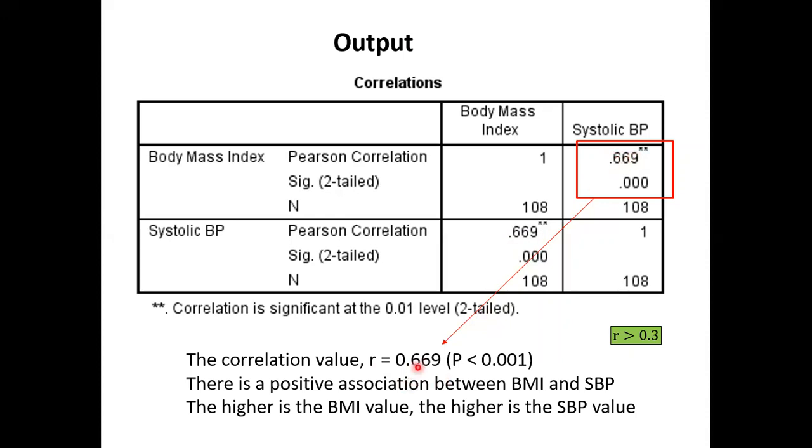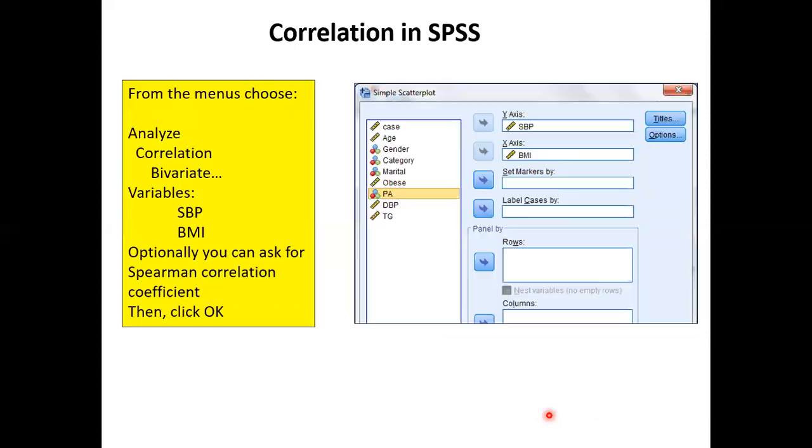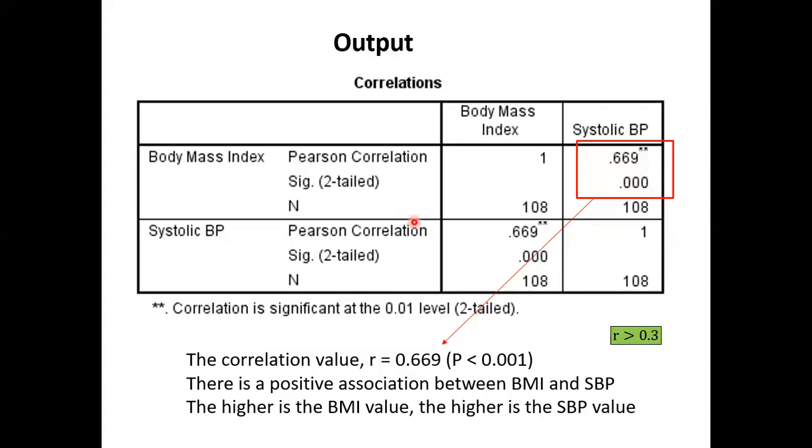The R value is 0.669. P is less than 0.05. Therefore, there is a positive association between BMI and BP. The higher the BMI value, the higher the BP value, because the value is positive. If this is negative, that will say the higher the BMI, the lower the BP. So from the graph and from the correlation value, we can more or less say that there is a connection. But the question is, does BP depend on BMI? We cannot say whether BP depends on BMI. We stop here.